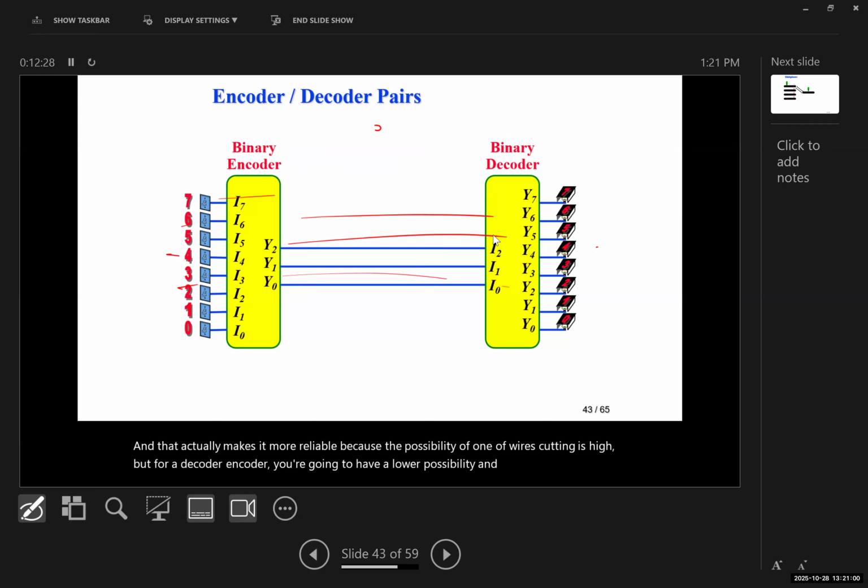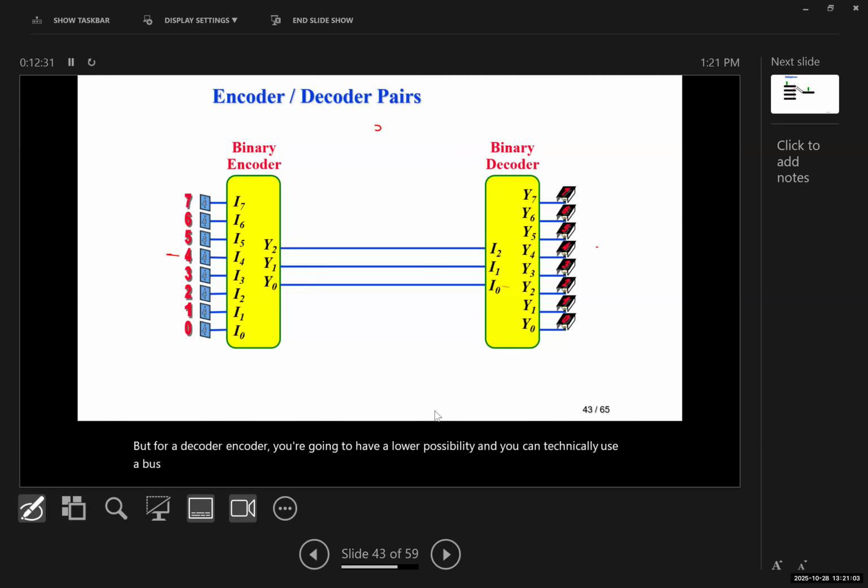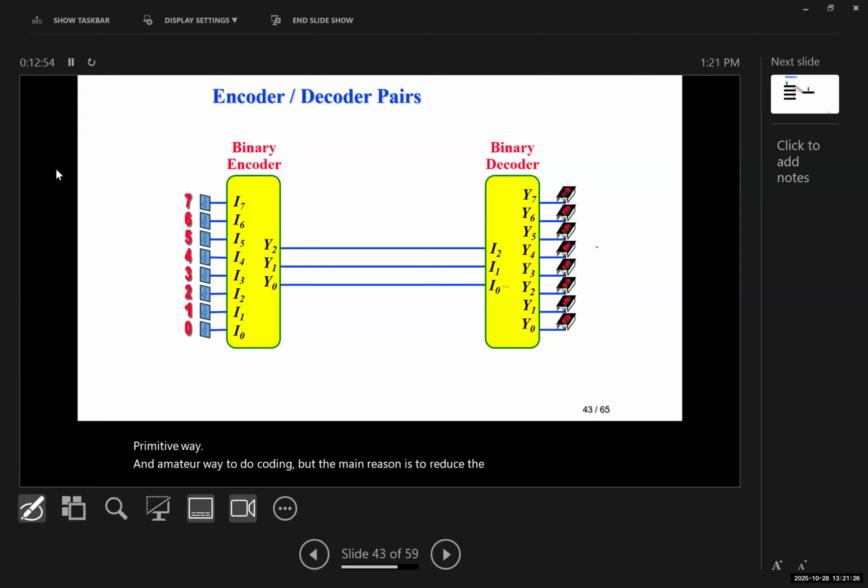And you can technically use a bus system, these 3 as a bus, and connect multiple decoders and encoders and the output to it. And obviously the other important part is to be able to code the system, but we have better ways to do coding. This is a very primitive and amateur way to do coding. But the main reason is to reduce the number of wires between connections. And imagine if you want to connect telephone wires for 100 miles. Instead of having 300 wires, 400 wires, you can just use 8, 9 wires to do all the work, okay?